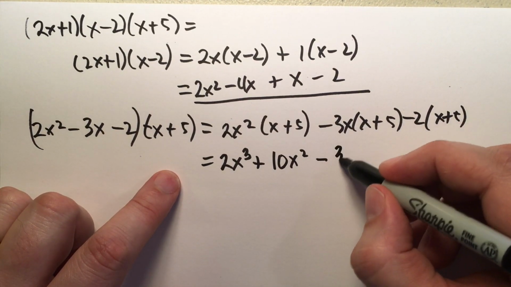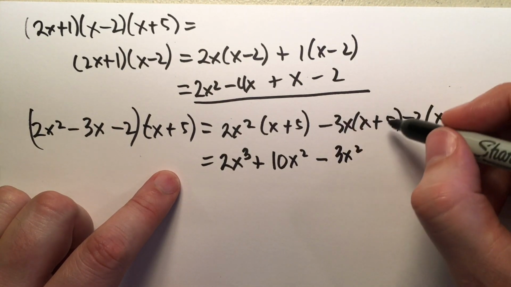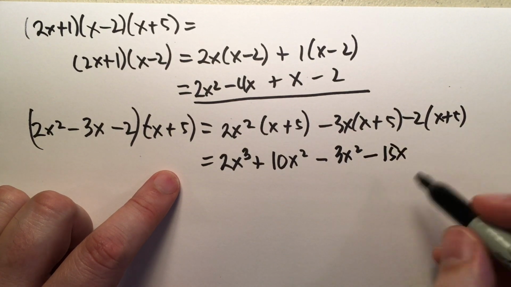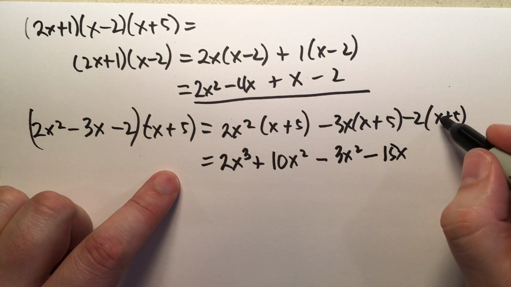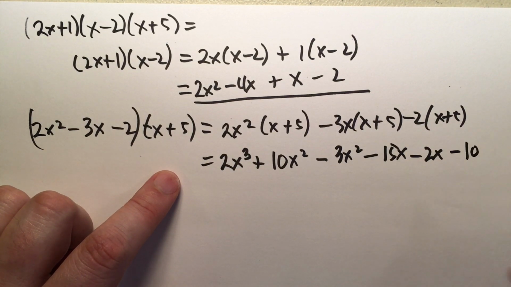Minus 3x squared, because 3x times x is 3x squared. Minus 3x times plus 5 is going to give you minus 15x. And then minus 2 times x, that's minus 2x, and minus 2 times 5 is minus 10.